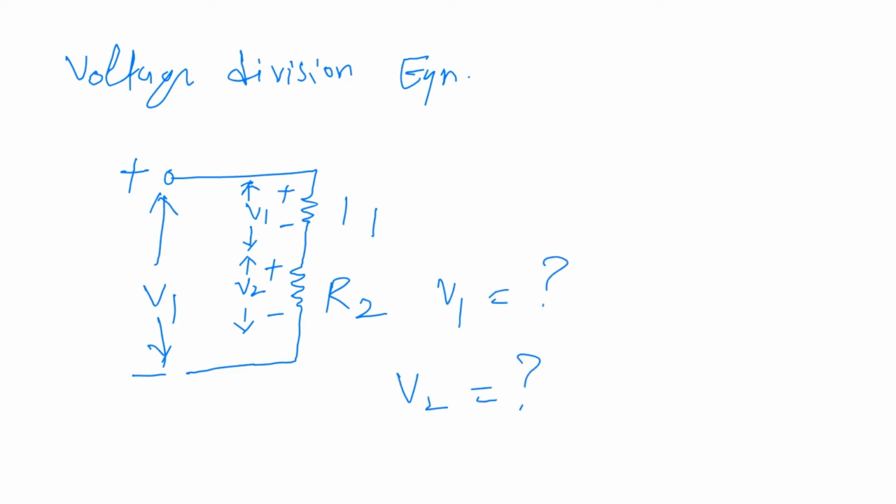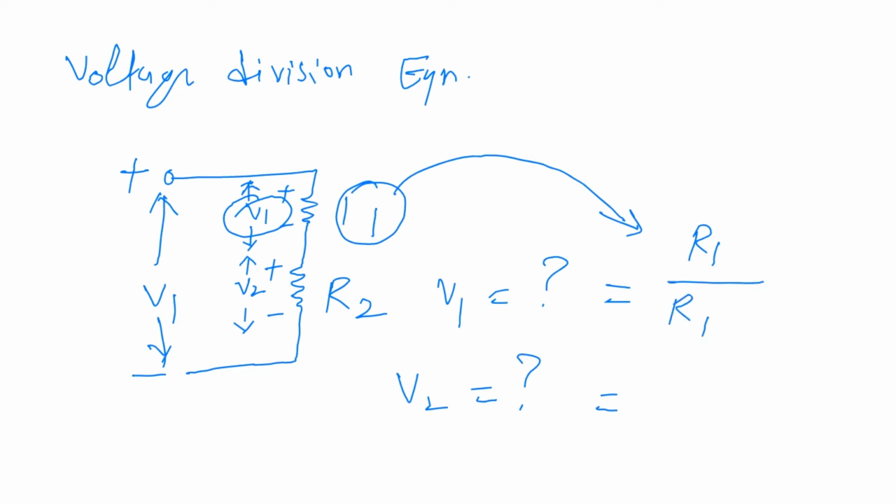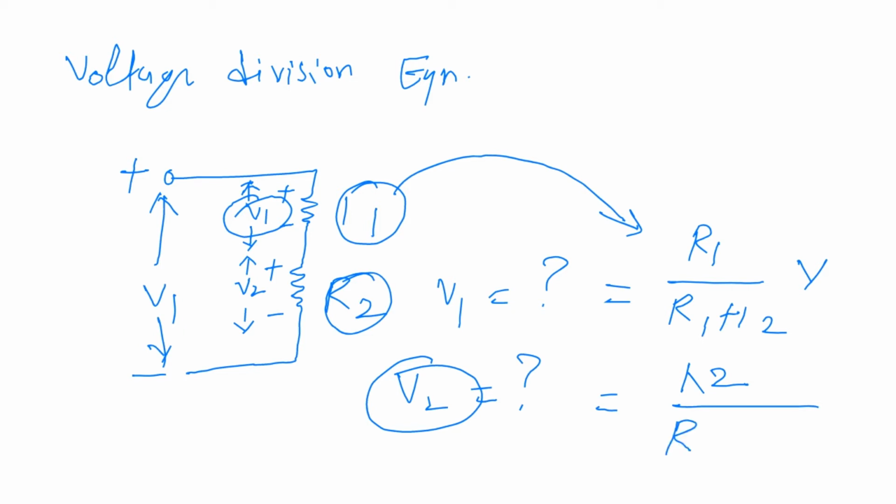There is a direct formula to find out voltage V1 and V2 using the voltage division equation. Across R1, we will take R1 resistor in the numerator and sum of all the resistances in the denominator. Okay, and multiply by the input voltage. If we have to find out voltage V2 across R2 resistor, then we will take R2 resistor in the numerator and sum of all the resistances in the denominator multiplied by the input voltage.